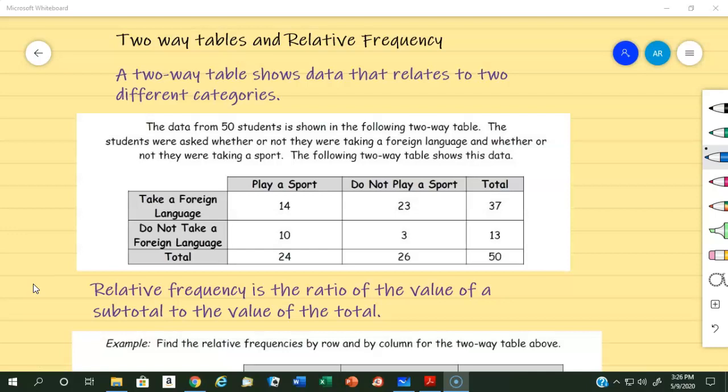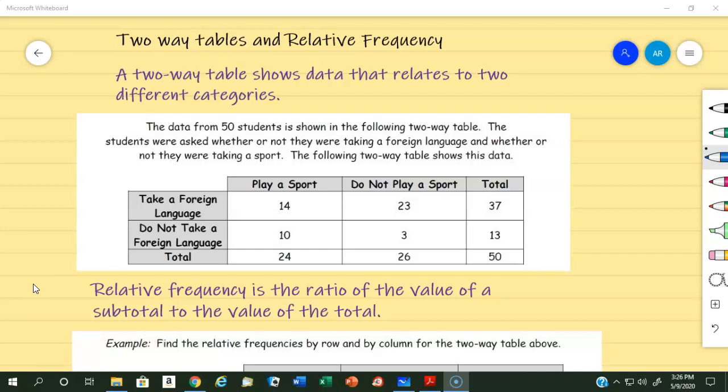So our example here is where we asked students about whether they took a foreign language or not and whether they played a sport or not. So the data from 50 students is shown in the following two-way table. The students were asked whether or not they were taking a foreign language and whether or not they were taking a sport, and we got the following data.